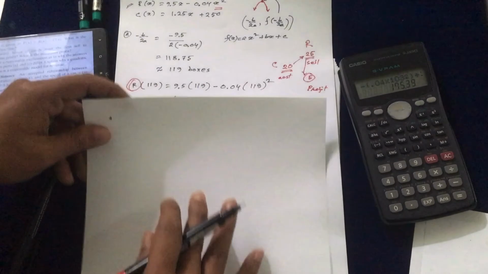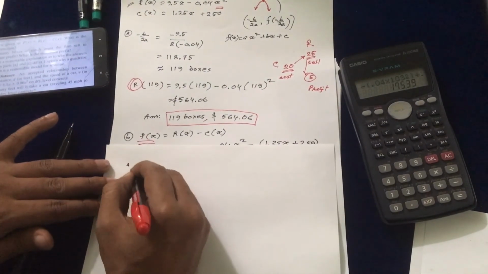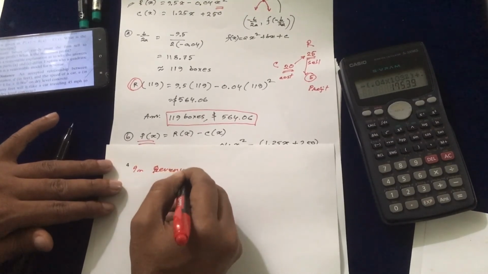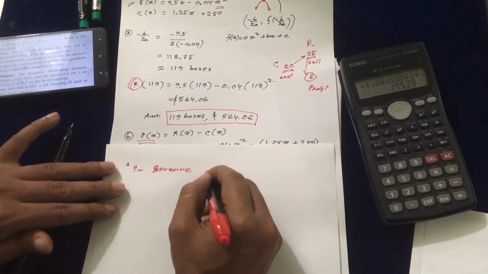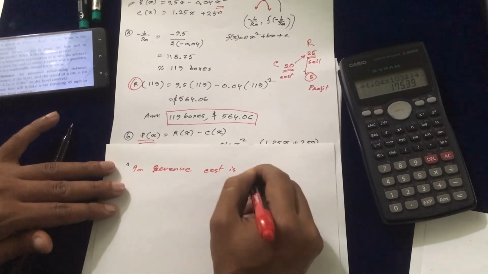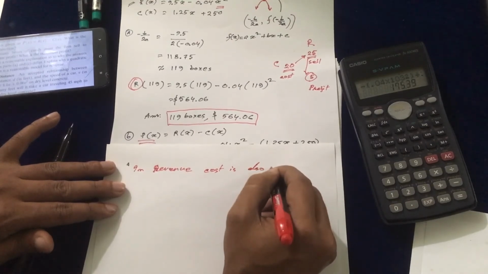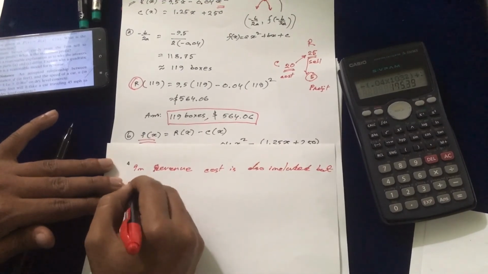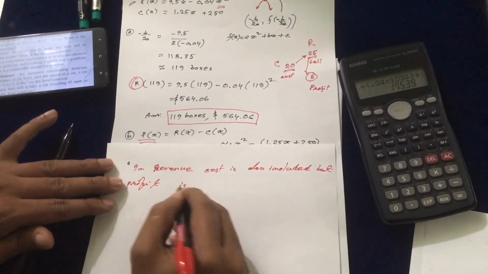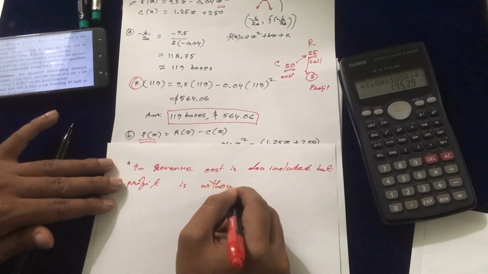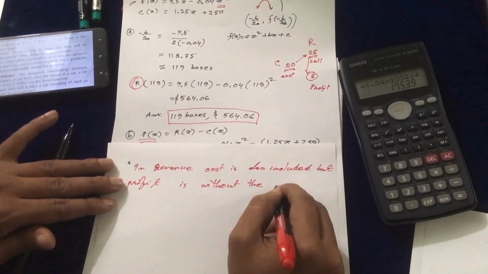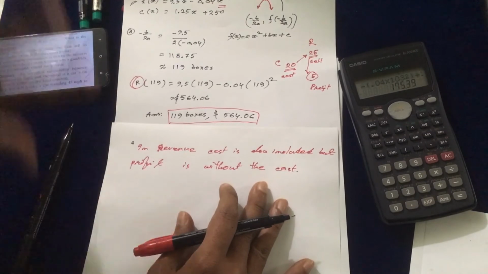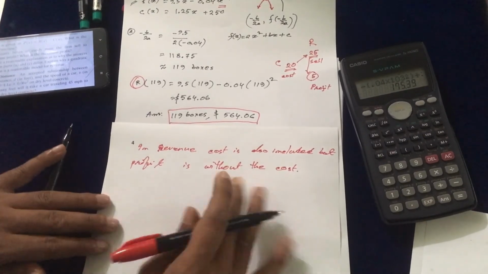If you want to write it, in the revenue, cost is also included. But profit is without the cost, only profit. Profit is just only profit. No cost, no other expenses are included here. The pure profit is this part.